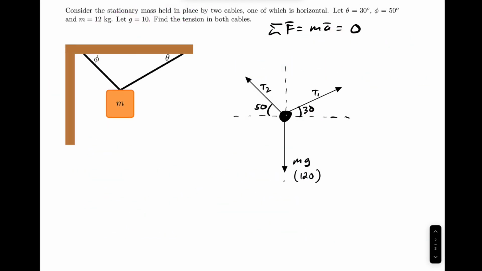Now we have another problem that's slightly harder than the last one that we just did. In this case, the second cable is not horizontal. It's on the left side, but instead of just attaching to the wall, it's attached to the ceiling at an angle of 50 degrees.